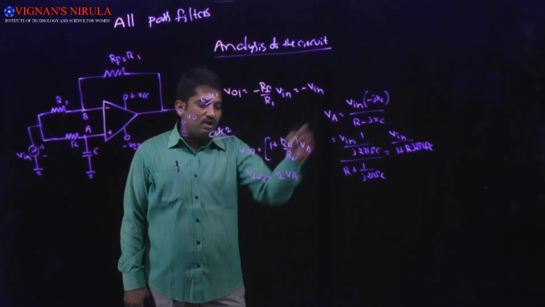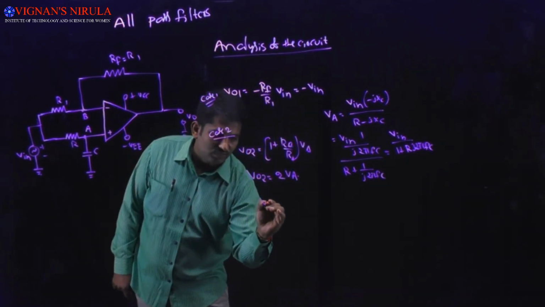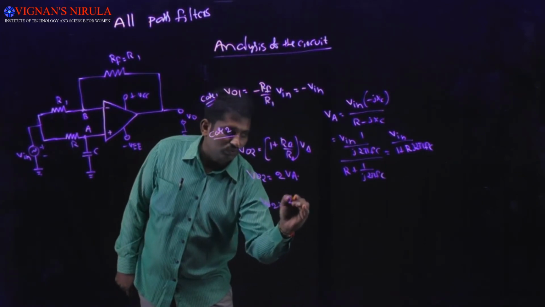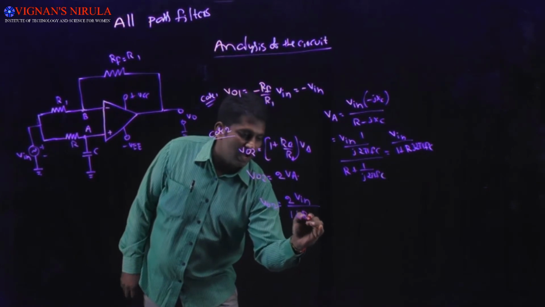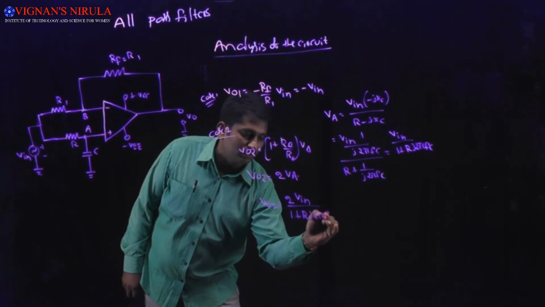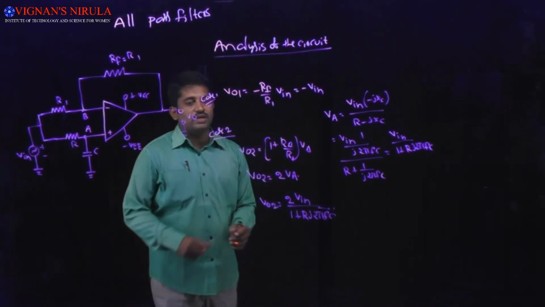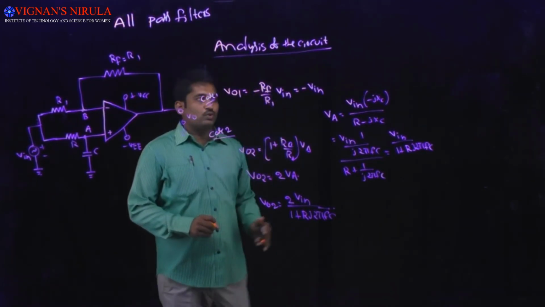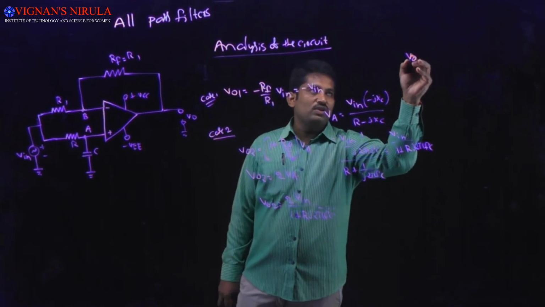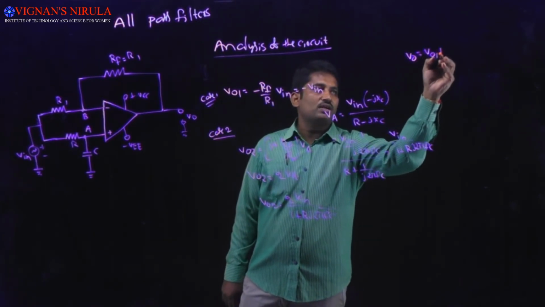Substitute that value of VA in this expression, then you will get V0 of 2 is equal to 2 into Vin divided by 1 plus R into J into 2 pi into FC, which is nothing but V0 of 2. So to calculate the final output voltage, V0 will be equal to V0 1 plus V0 2.